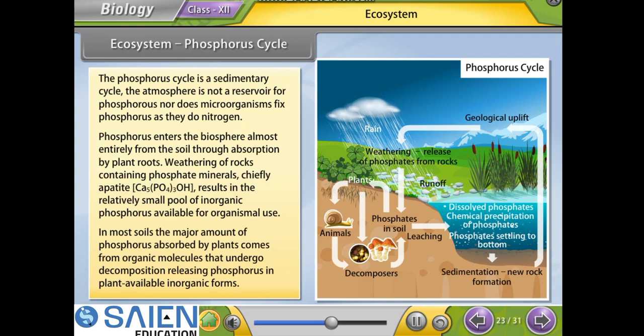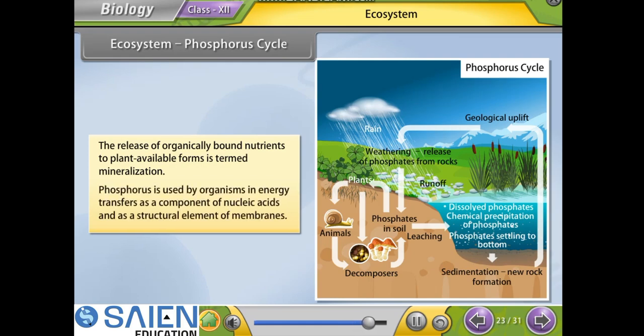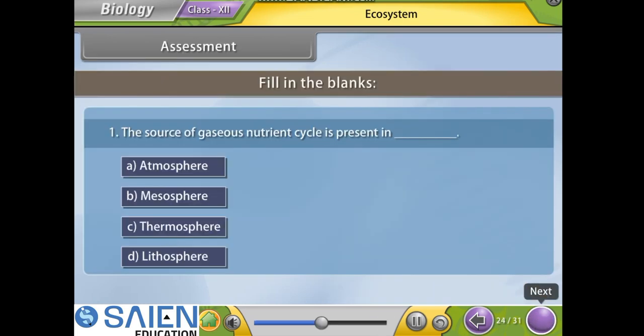In most soils, the major amount of phosphorus absorbed by plants comes from organic molecules that undergo decomposition, releasing phosphorus in plant-available inorganic forms. The release of organically bound nutrients to plant-available forms is termed mineralization. Phosphorus is used by organisms in energy transfers as a component of nucleic acids and as a structural element of membranes. Assessment. Before proceeding further, let us know how much you have learned.